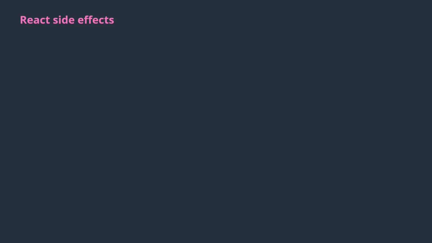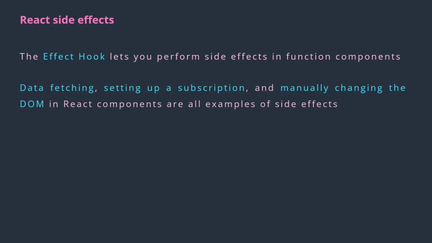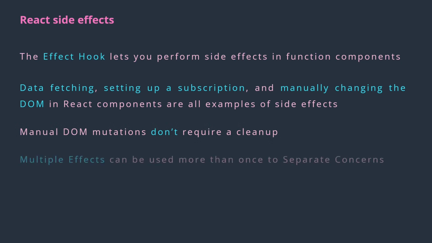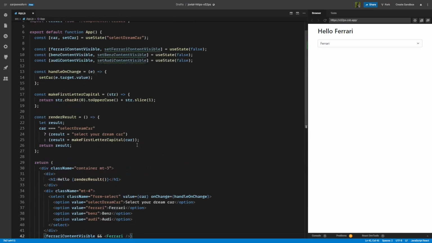Now we need to make use of side effects in React, in order to manually update the DOM element. The effect hook lets you perform side effects in function components. Data fetching, setting up a subscription, and manually changing the DOM in React components are all examples of side effects. Manual DOM mutations don't require a cleanup. Multiple effects can be used to separate concerns. Pass an array as an optional second argument to useEffect, to skip applying an effect if certain values haven't changed between re-renders. Now let's see it in action.